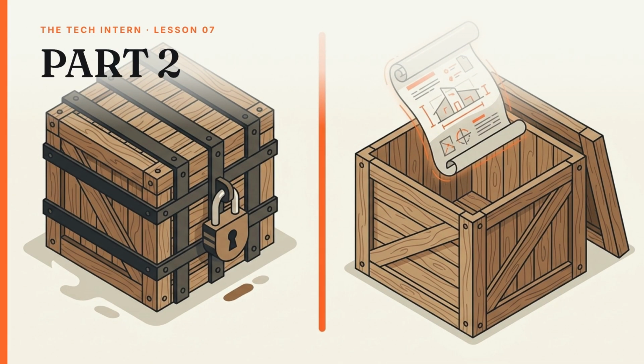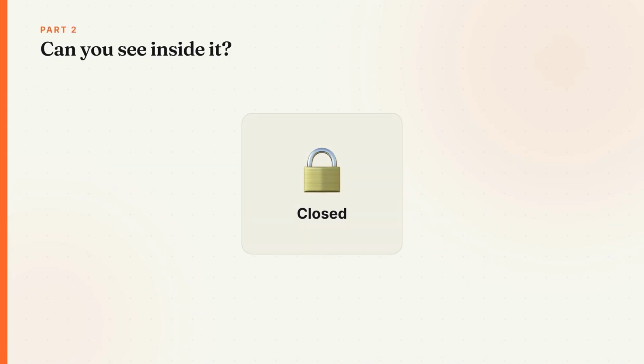Part 2. Can you actually see what's inside this model, or only ever talk to it from the outside? Some companies keep the actual model, the weights, the file itself, entirely private. You send a request over the internet. You get a response back. But the model itself never leaves their servers. You can't download it, inspect it, or run it yourself. That's a closed model. GPT-4, Claude, and Gemini all work this way.